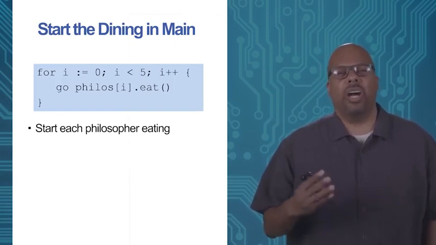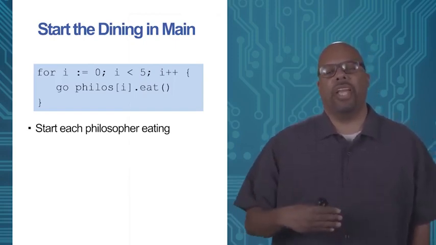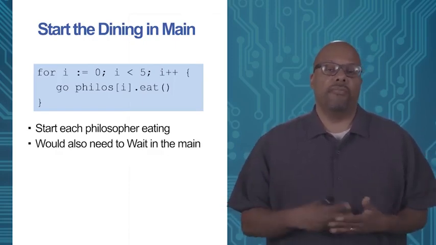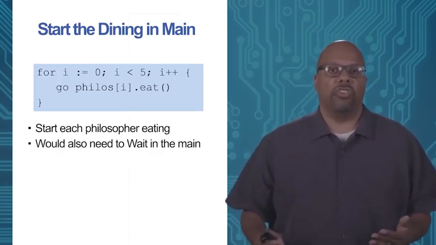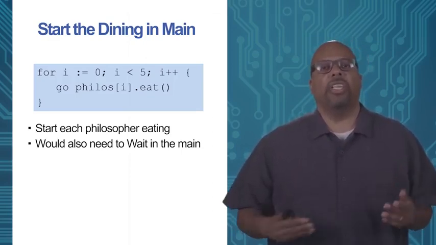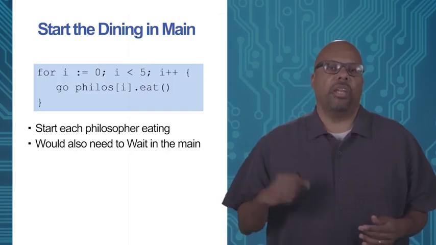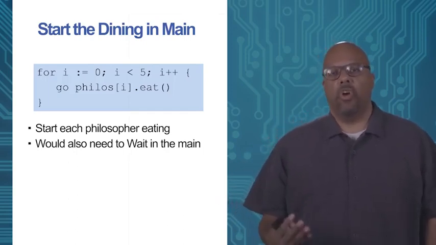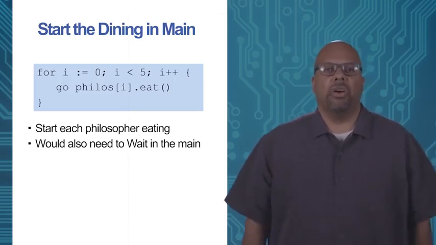I'm not putting this in here, but we'd also have to add some wait group, some form of wait in the main, so that the main doesn't complete before these philosophers complete. Because the way I've written it, these philosopher goroutines will never complete. They're in an infinite loop, right? And so we have to make sure that the main doesn't complete either. So we would have to put in a little synchronization in there, a wait or something like that. But I just want to focus on the philosophers for the moment.